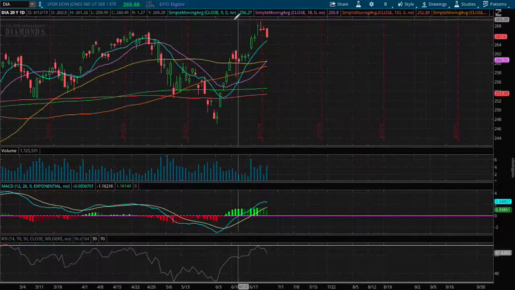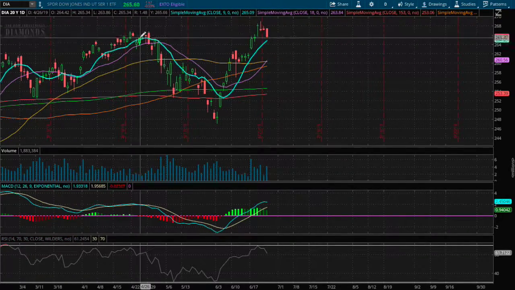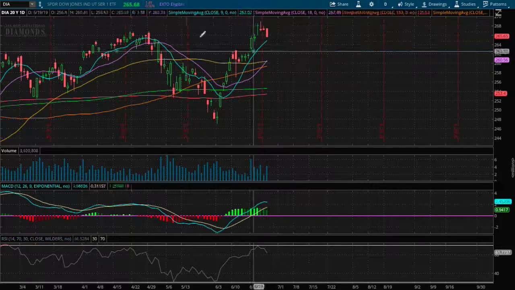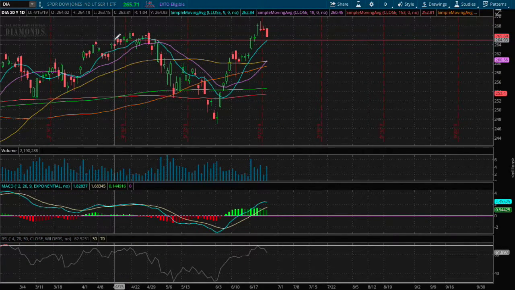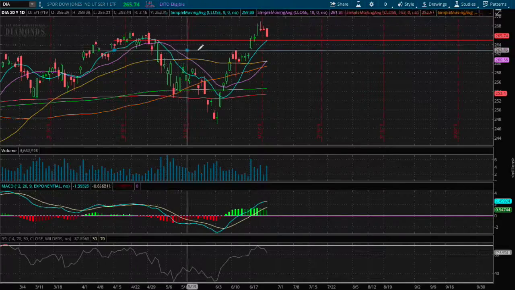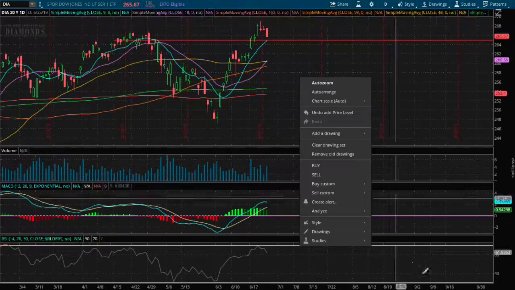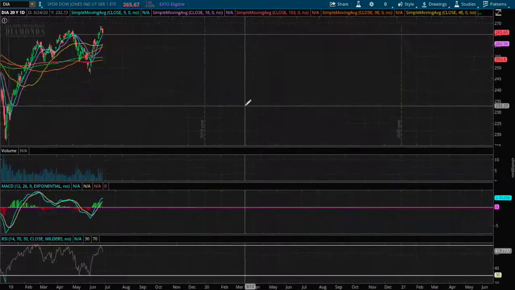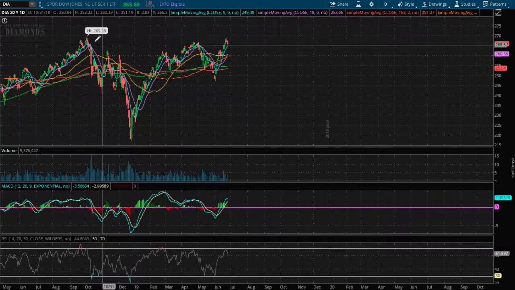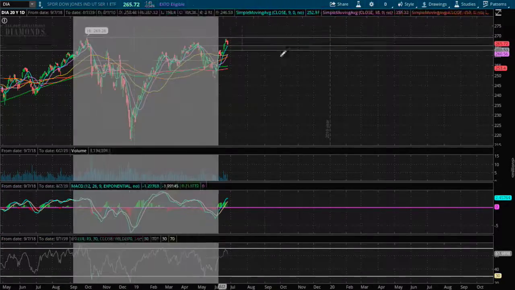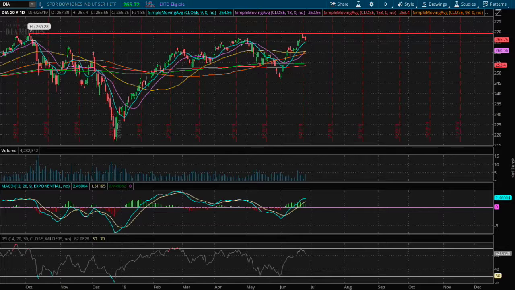Other than the 9-day moving average, the past resistance also coincides with that level as well. So that price is at $264.85. So this is our first support. And as for resistance, we still have not hit all-time highs yet, so that is at 269 and 28 cents. I do see a possibility of us hitting that soon.